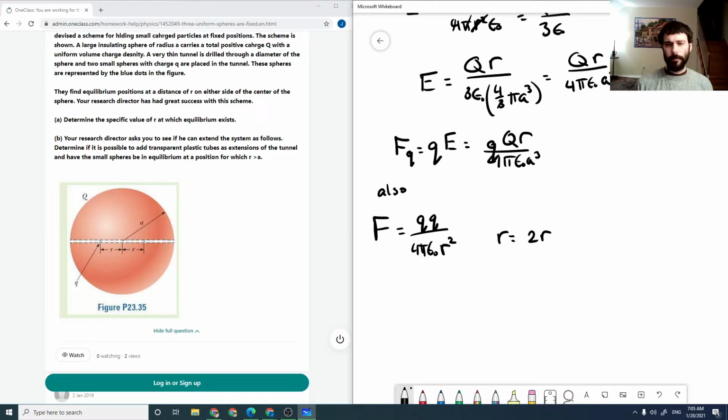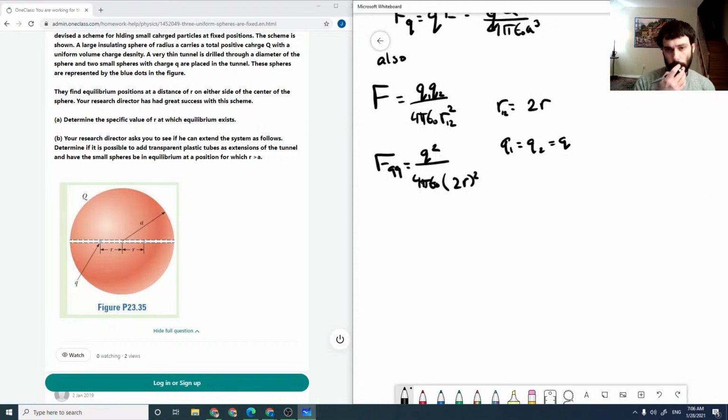So if we look at the figure, our charge repulsion is Q1, Q2, and both have a charge. I should put these in here just to differentiate a little bit. So both charges have Q1 is equal to Q2 is equal to Q. So our charge repulsion is then just Q squared over 4 pi epsilon naught times 2r squared.